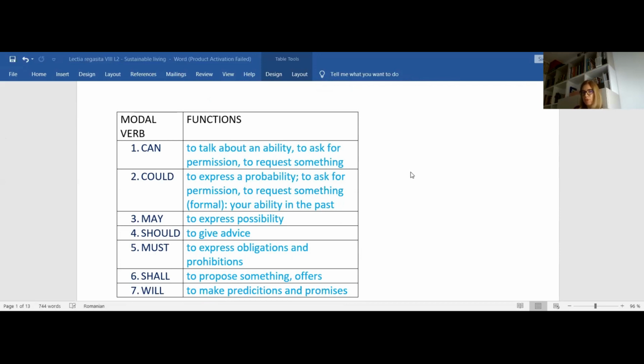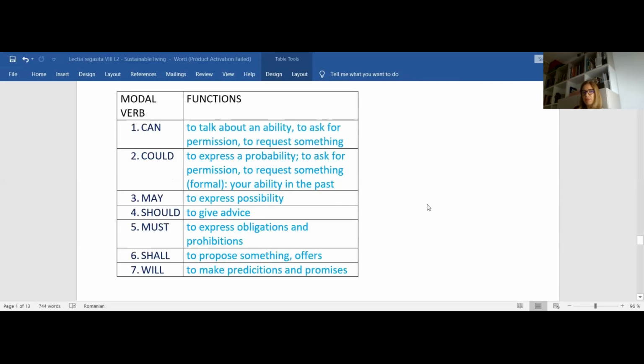Could is for probability, as in the train could be late again. For asking for permission, could you allow me to use your pen? To request something formally, could I leave earlier today? Or to express our ability in the past, as in I could swim when I was 3.